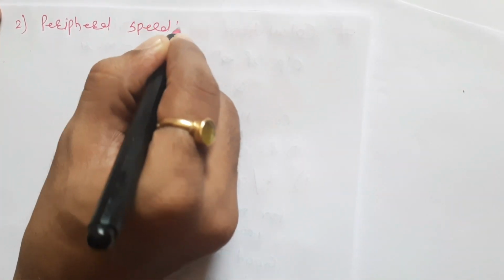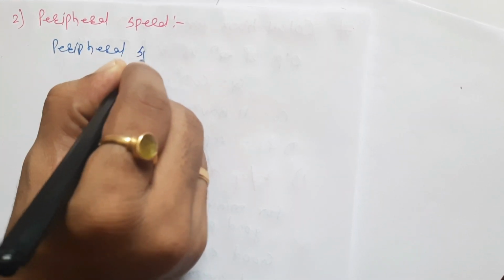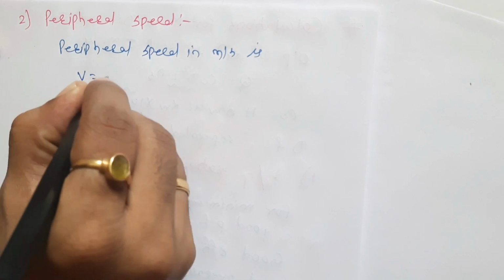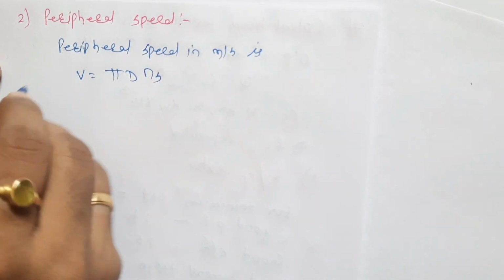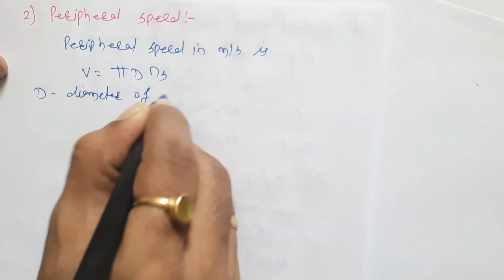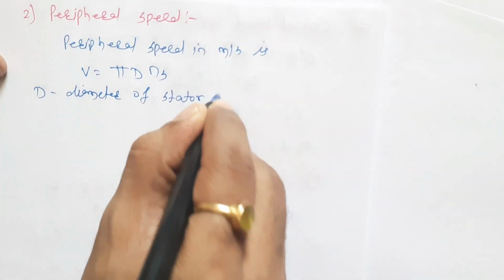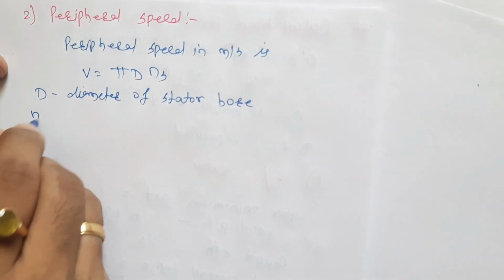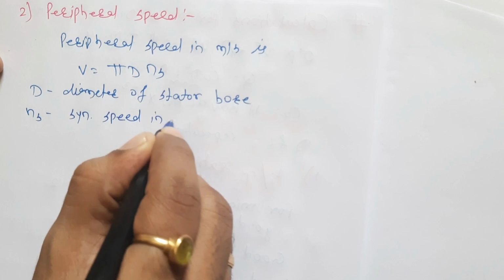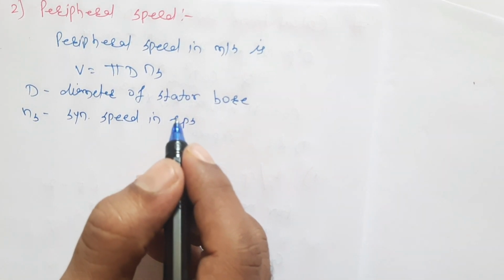Peripheral speed is considered in terms of synchronous speed Ns and bore diameter to separate D and L. Therefore, peripheral speed in meter per second is given by V is equal to pi d Ns, where d is the diameter of stator bore and Ns is synchronous speed in RPS, that is revolution per second.